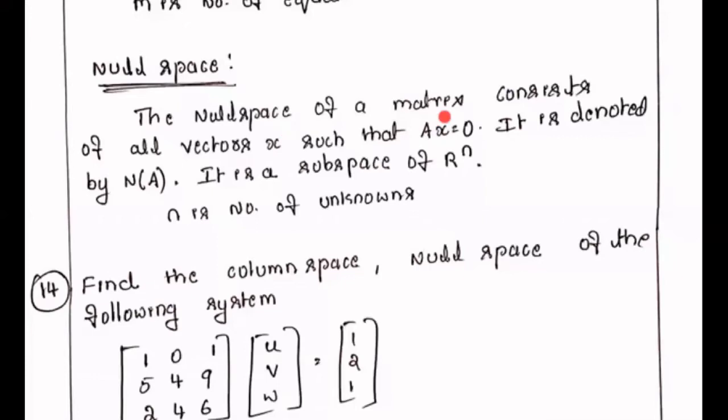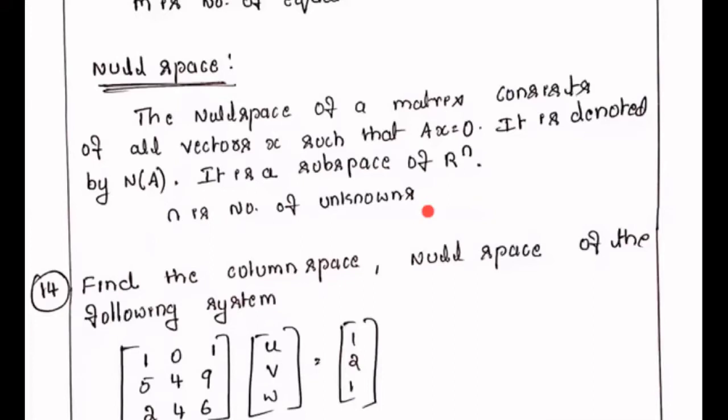All the possible values of X form the null space vector. It is denoted by N of A, whereas the column space is denoted by C of A. The null space is a subspace of R to the power of N, where N is the number of unknowns, whereas that one was a subspace of R to the power of M, where M was the number of equations. Number of equations and number of unknowns should be the same; that is what you are expecting.